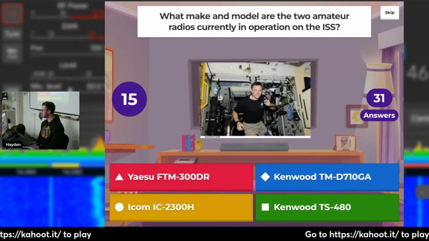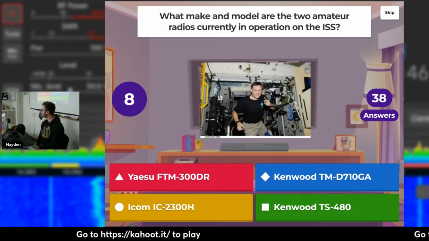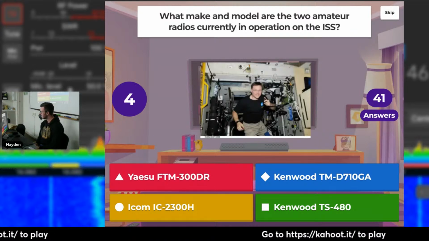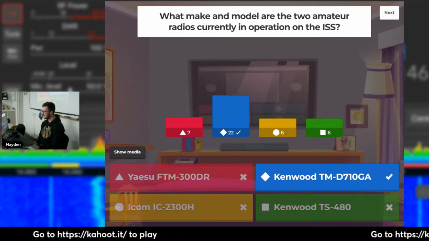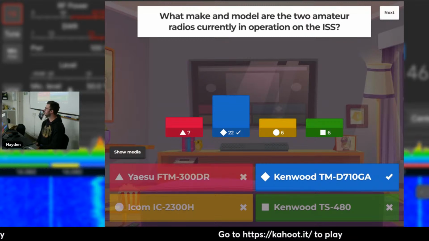That is Commander Doug Wheelock, who was, I can't remember his call sign at the time, but he's got a proper call as well. He was the one who did the call with South Africa. It is a Kenwood TM-D710GA. There are two of them.